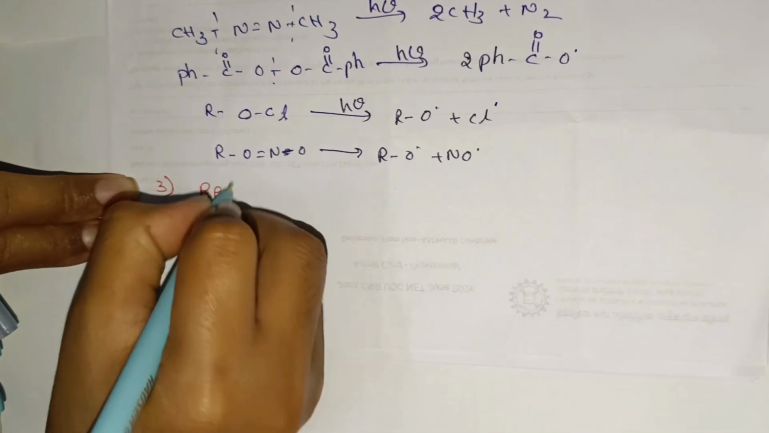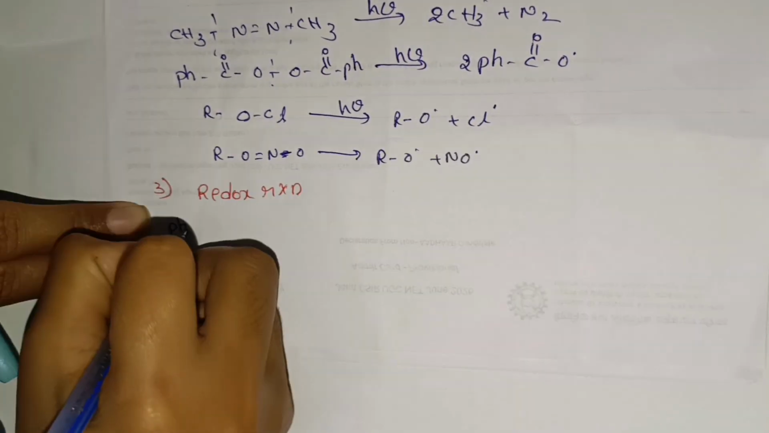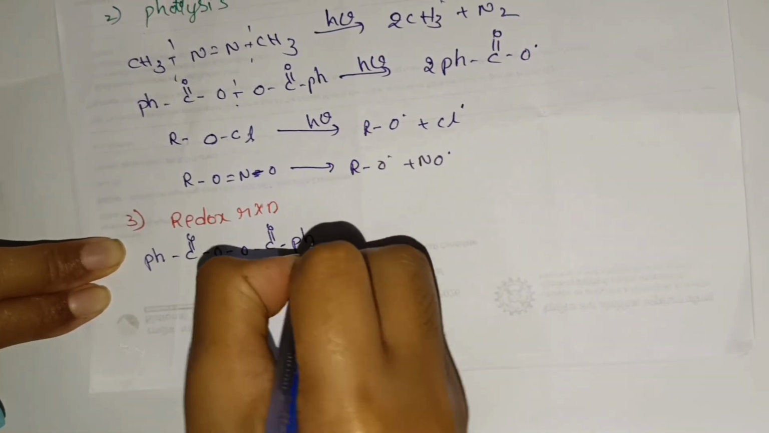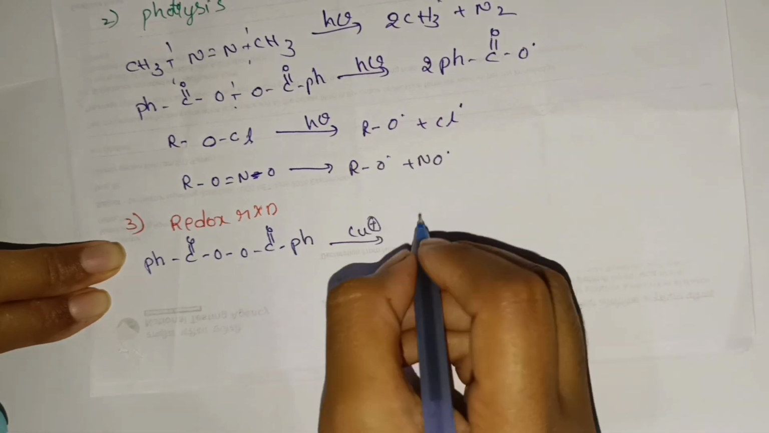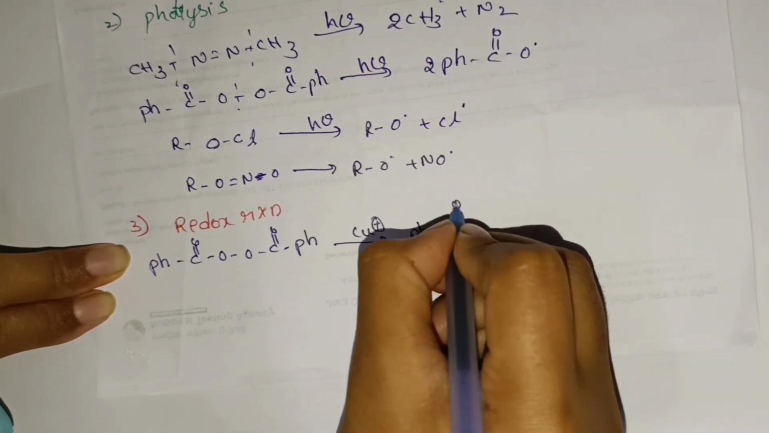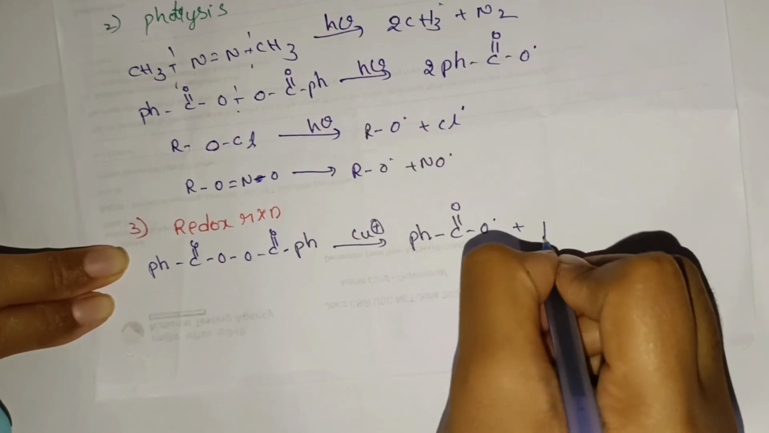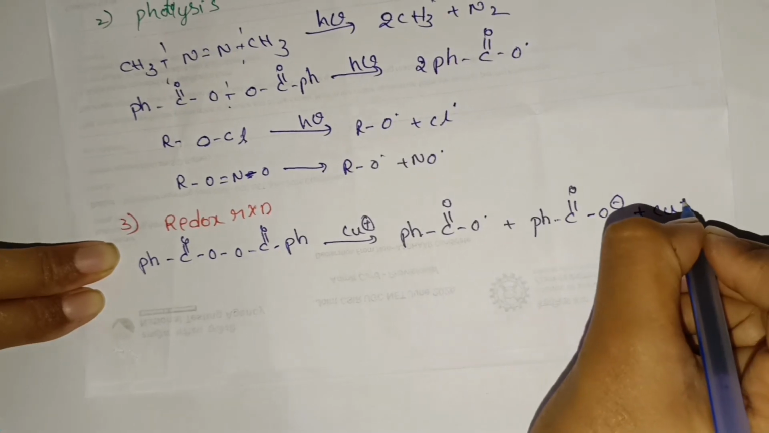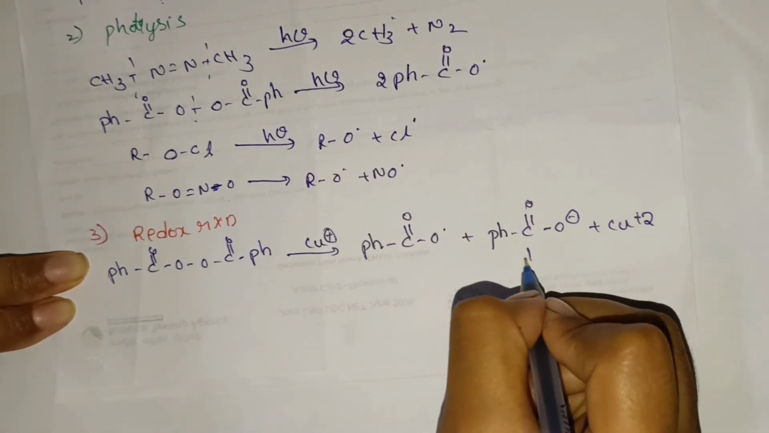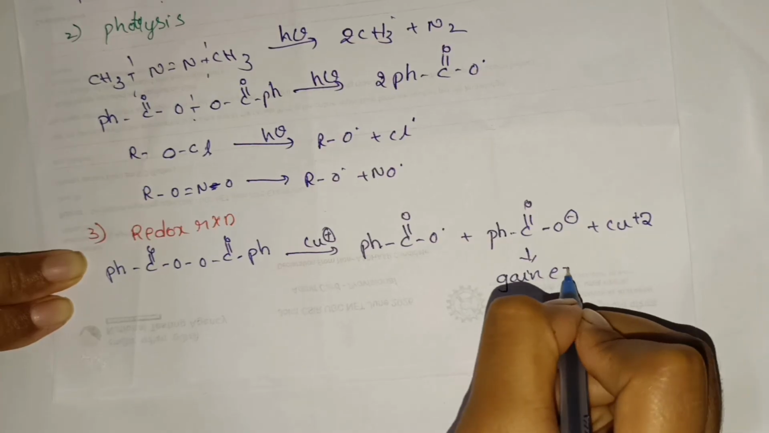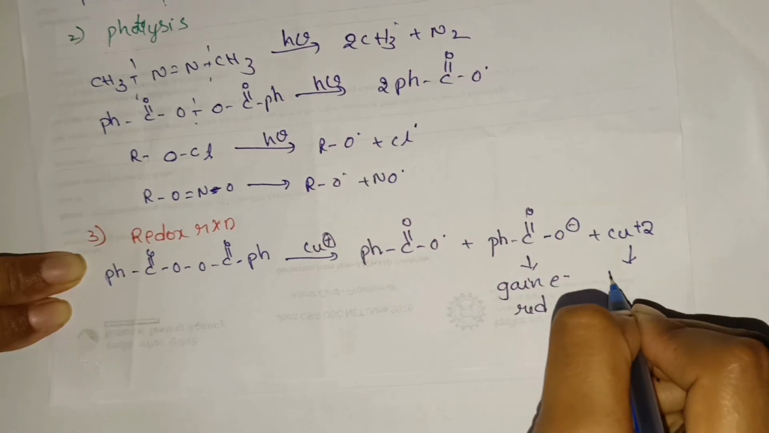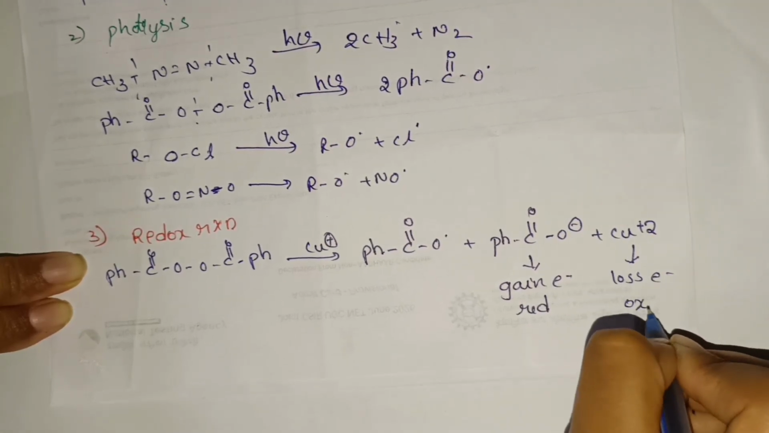Next, the third one is redox reaction. Benzoyl peroxide in presence of copper forms this free radical and Cu2+. Here this is gain of electron. Gain of electron means reduction. Here loss of electrons takes place. That means oxidation.